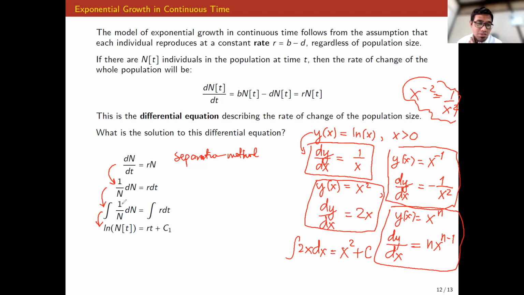Okay, so this is the case, 1 over n. The integration is ln n, actually plus c. And the integration of r dt is rt plus something else, another constant. This is constant, this is also constant. Let us collect them together and say this is c1, so c1 accommodates the constants of integration on the left side and also the right side.